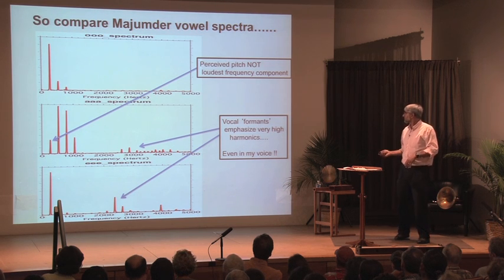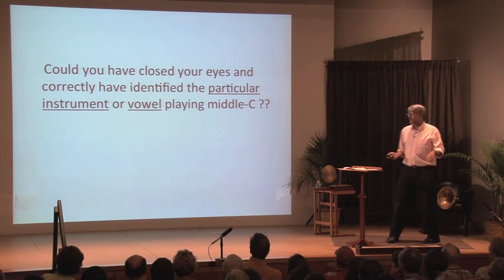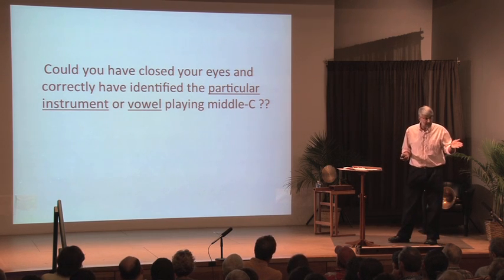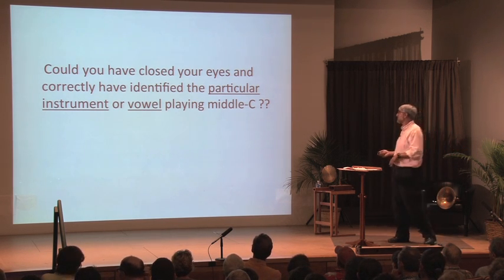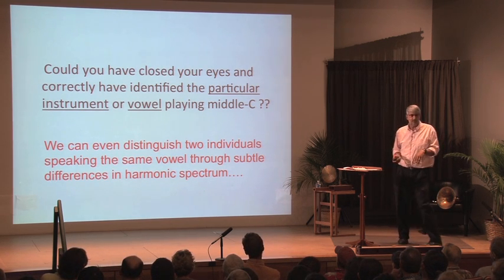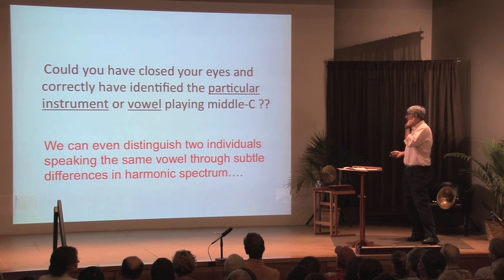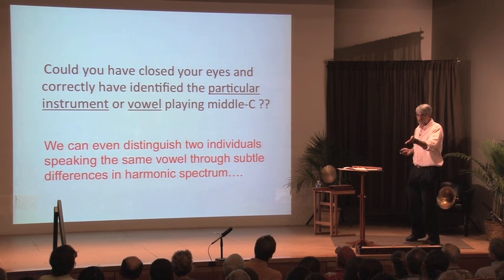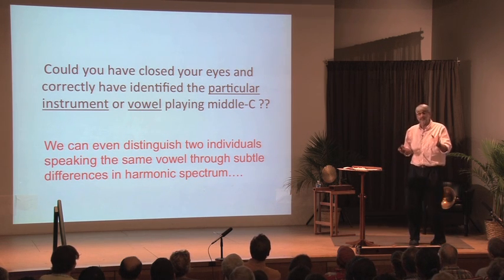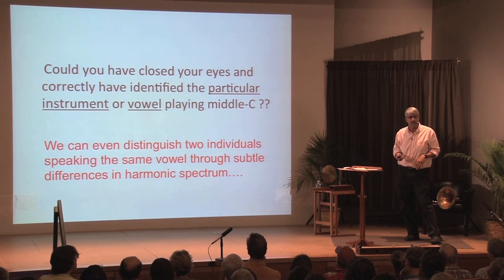Okay, so then, to just end and summarize, could you have correctly identified which instrument or which vowel? Yes, I think you all could have. So there's obviously an ability to do that. We can even distinguish two individuals, probably a useful evolutionary tool, individuals speaking the same vowel sound. So I'm guessing that Professor Murphy, when he comes up, although he may have the same vocal range as me, that he's going to use some vowels, right? You plan to. And when he does, you will easily be able to tell the difference between his E and my E simply by subtle differences in the spectrum, not from the pitch.